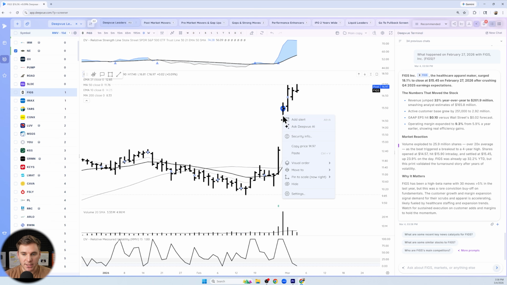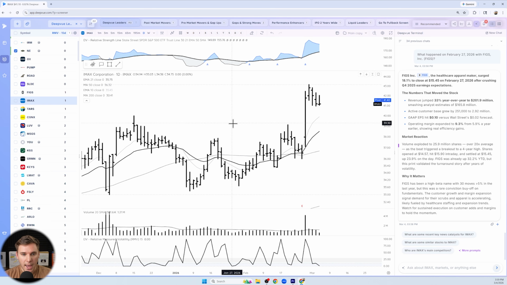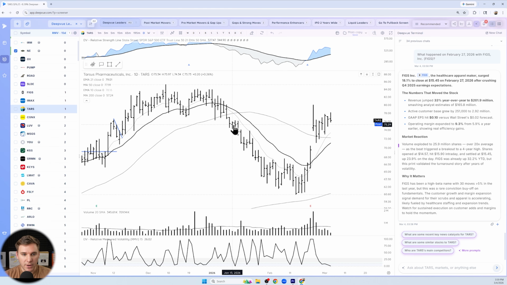So this right click, ask Deepvue AI, super powerful, and we'll be showing you another really cool Deepvue AI thing that you can use with the Deepvue leaders list in just a second that can help you identify the leading themes and dive deeper into those themes to find trade ideas. So as I mentioned, part of my workflow is to just spacebar through everything and keep an eye out for tight right hand sides.